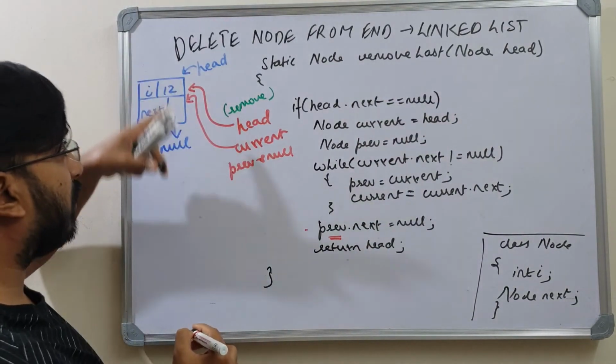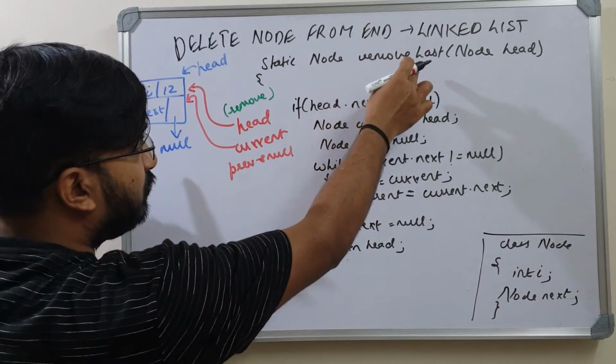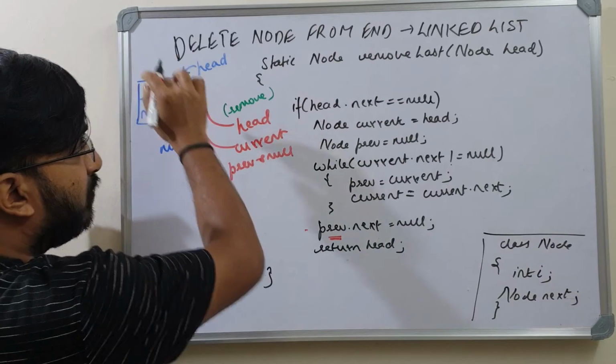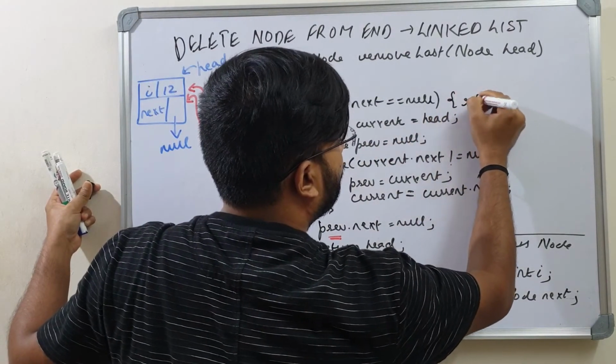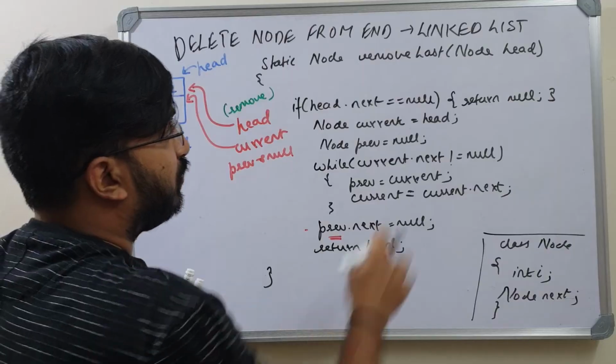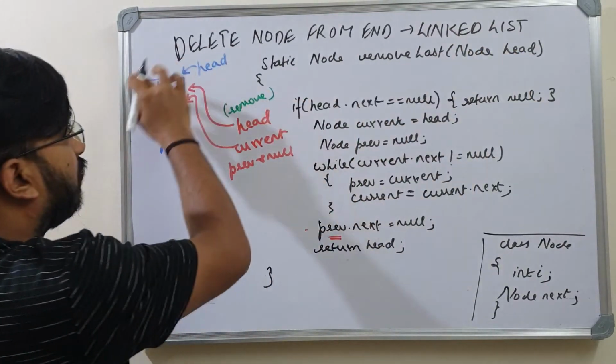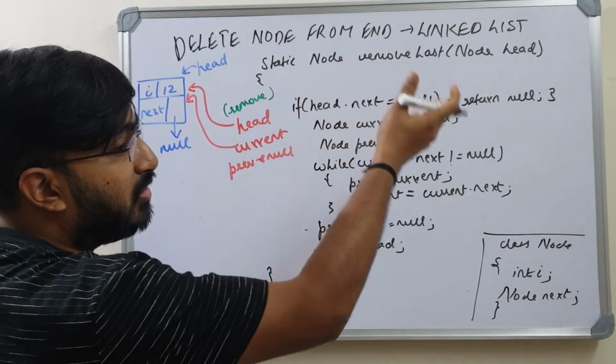That is, if head is the only node in the linked list and you have to remove the last node, which means you have to remove this node, you can simply say return null, right? So you came into this method with the head pointing to this only node, so you return null, saying that you return an empty list.